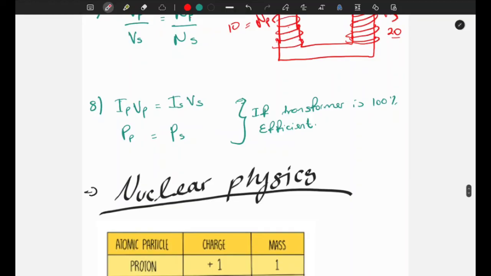The next one is IpVp equals IsVs. So this is also a transformer calculation. The current in the primary coil times the voltage in the primary coil equals the current in the secondary coil times the voltage in the secondary coil. That is if the transformer is 100% efficient. Otherwise, some energy might be lost to heat, so they will not be equal. So this also means the power in the primary coil is equal to the power in the secondary coil.